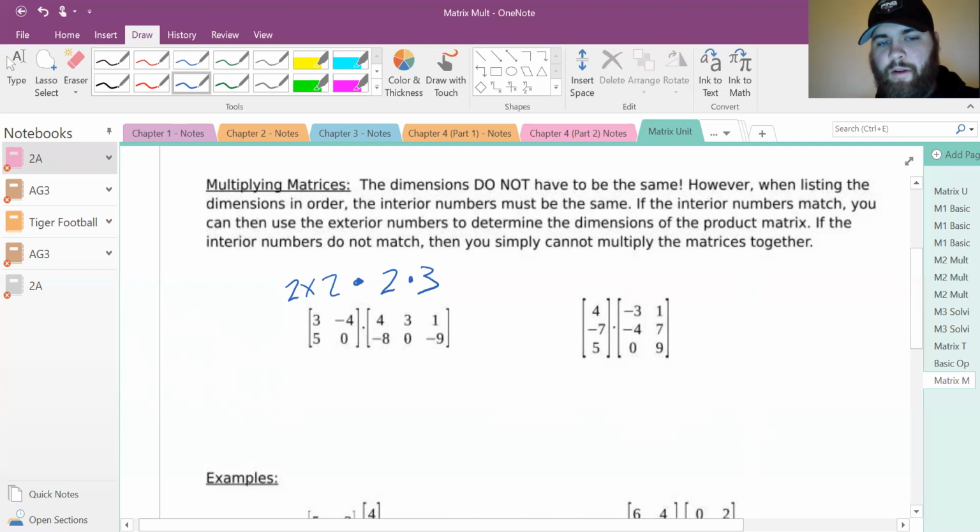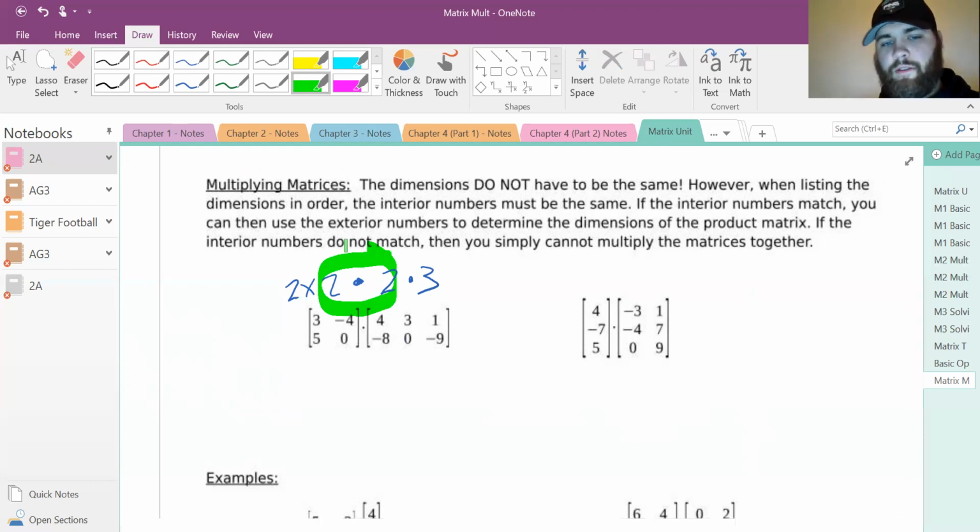I'm going to repeat that. In the first matrix, the left one, the number of columns has to be the same as the number of rows in the right one, the second one. Otherwise you can't do it. It's called undefined. Or in our terms, the two middle numbers have to match up. If the two middle numbers don't match up, you can't do it. That's the one rule.